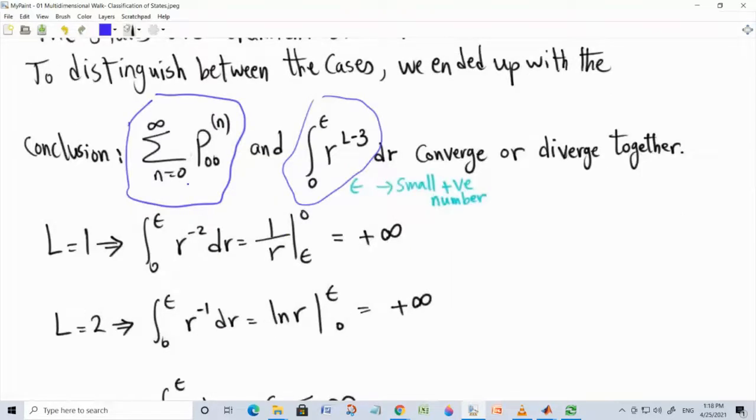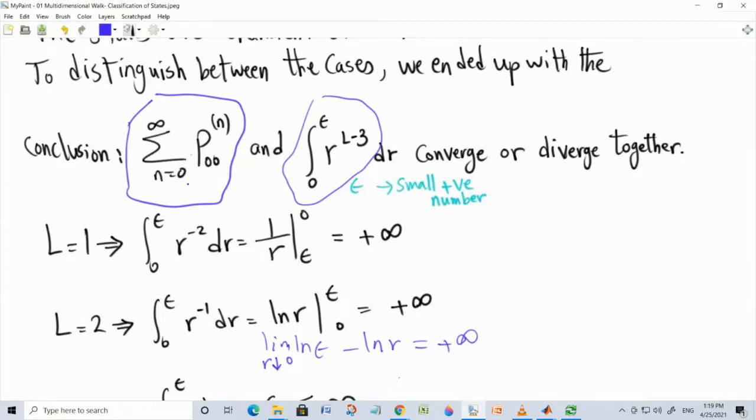Now, if L is equal to 2, we are integrating r to the minus 1. Integration of r to the minus 1 is the natural logarithm of r. Again, we have a problem because this is ln epsilon minus ln of something that goes to 0, since we are taking r as it goes to 0. As r gets very, very close to 0, this becomes a huge negative number, and with the minus sign, this again will be plus infinity.